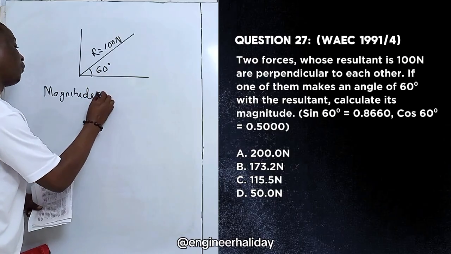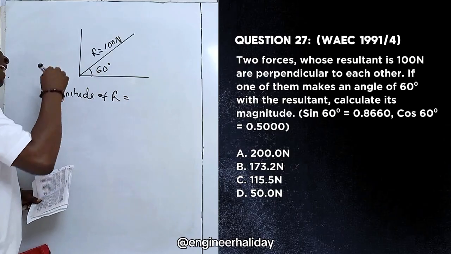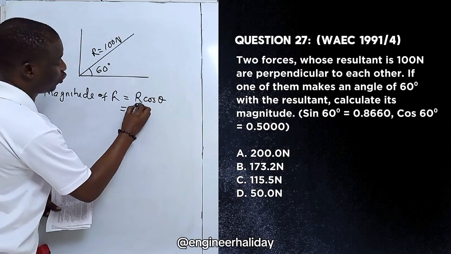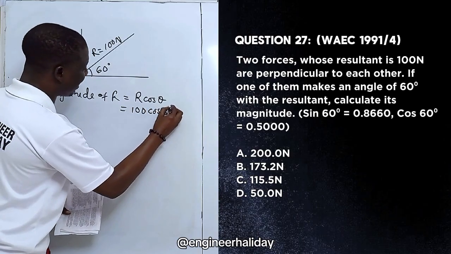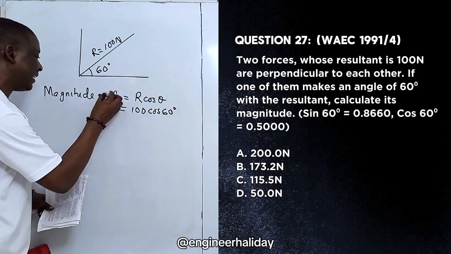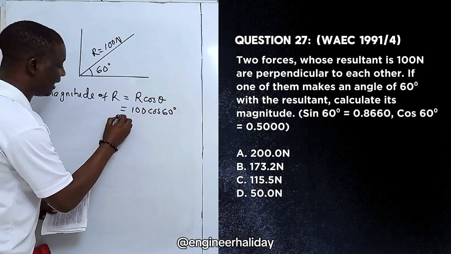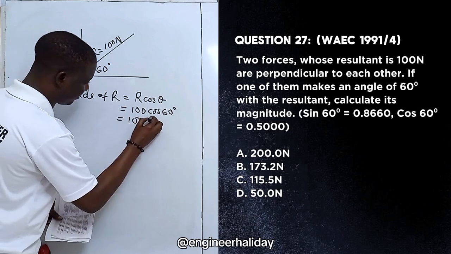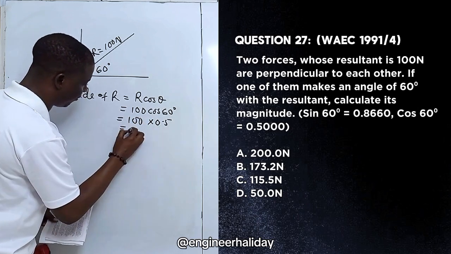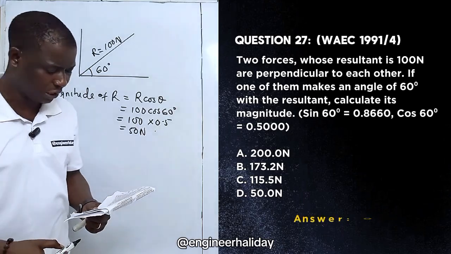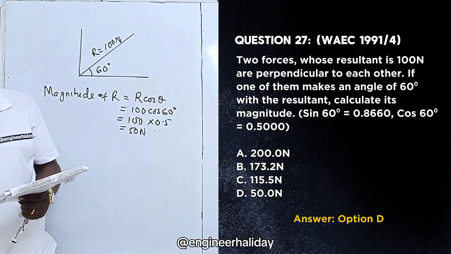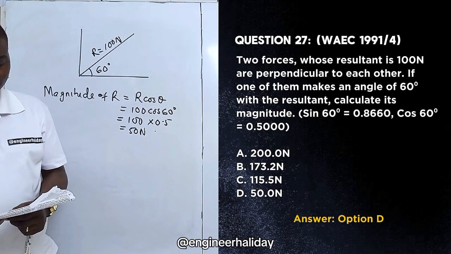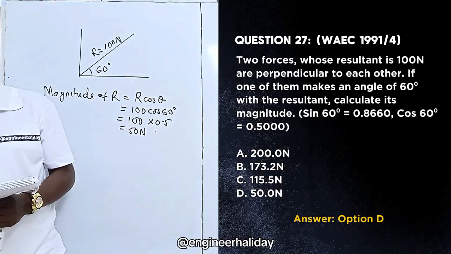So the magnitude of R along the angle will be cos. That means R cos theta, so we are going to have 100 cos 60. The magnitude will always be along the angle of inclination, that means the axis the magnitude inclines with. That will give us 100 times 0.5, which is 50 Newton. So we have option A 200 Newton, B 173.2 Newton, C 115.5 Newton, D 50 Newton. So that one is D.